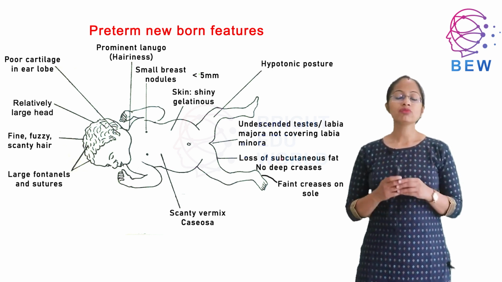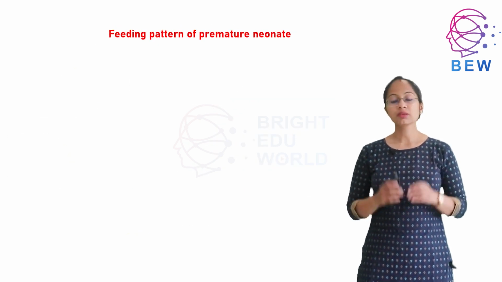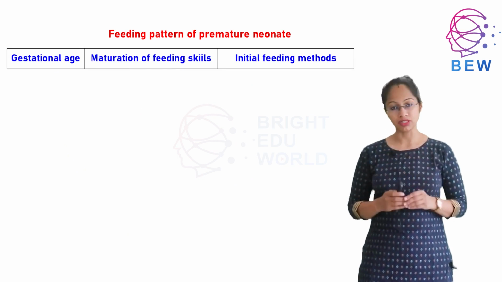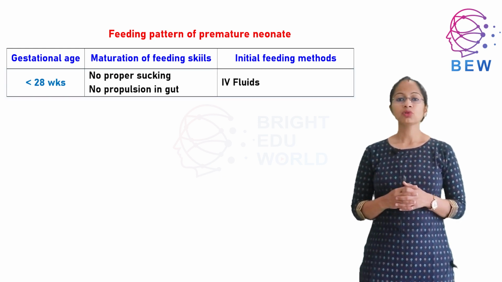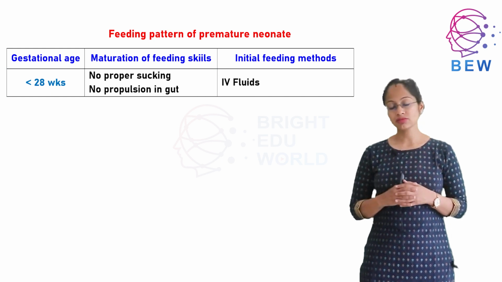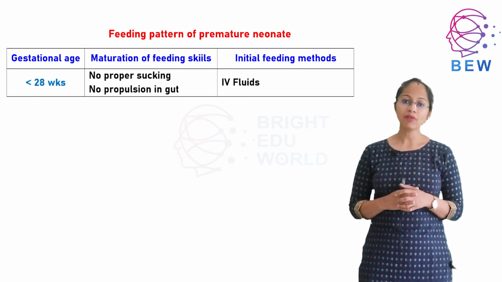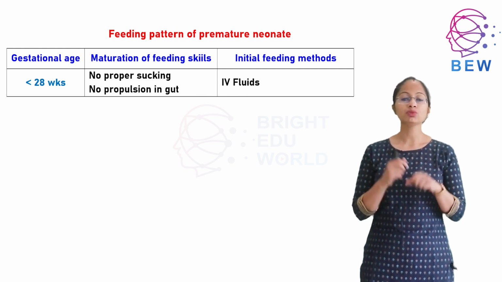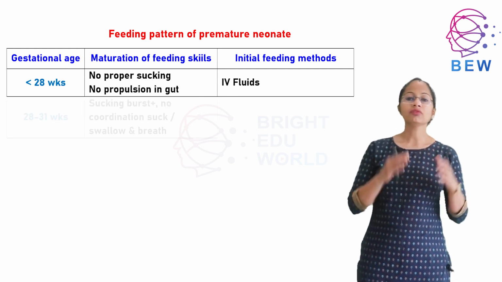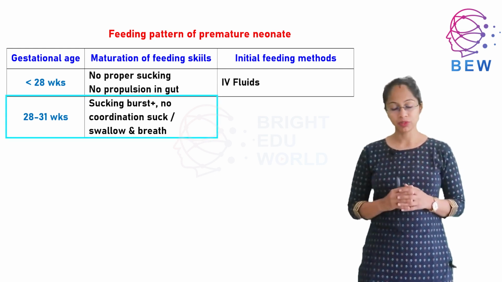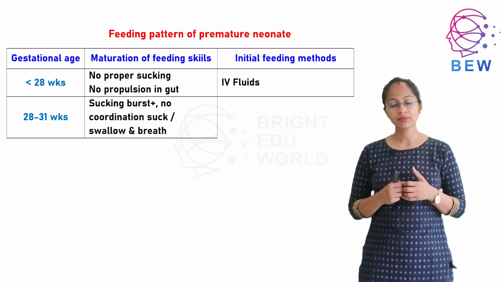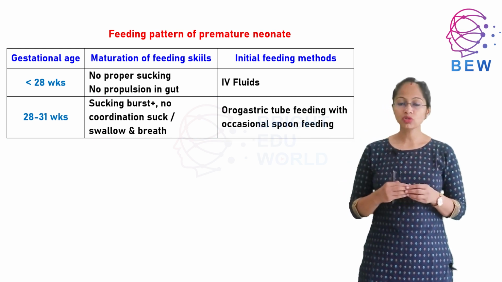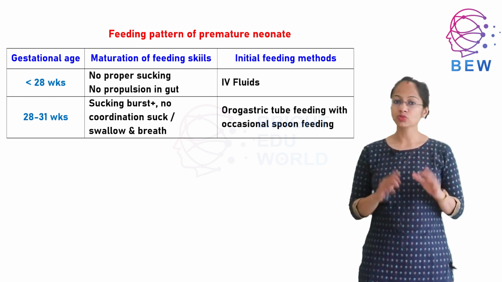Okay. Now students, when we talk about the feeding in preterm babies, some important points to remember. Again, an important MCQ. So less than 28 weeks gestational age baby. Okay. So in this case, their sucking reflex is not properly developed. So you have to start with the IV fluids in this patient. Now, from 28 to 31 week baby. Okay, so these babies have poorly developed sucking swallowing reflex and breathing coordination. So, in these babies, orogastric tube feeding is to be done.